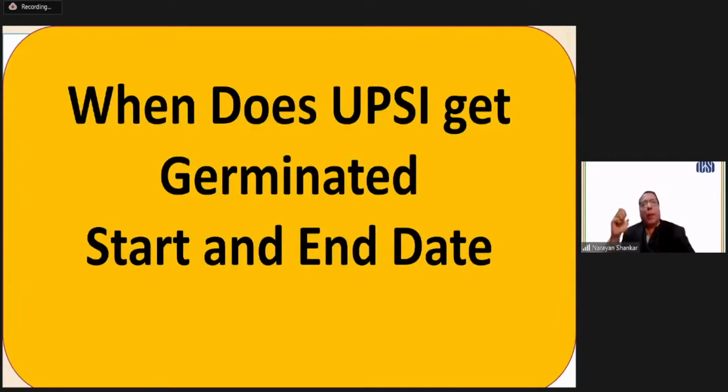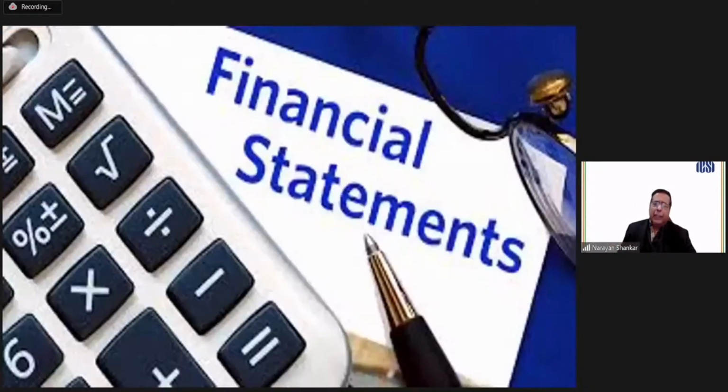The next is, when does UPSI get germinated? The start and end date. This is one of the most important perspectives which we need to consider. And many times we feel, and there is generally a misnomer, that UPSI and SDD are only related to financial statements. The answer is certainly no. As you're aware, it's an inclusive definition, and financial results are only one of them.